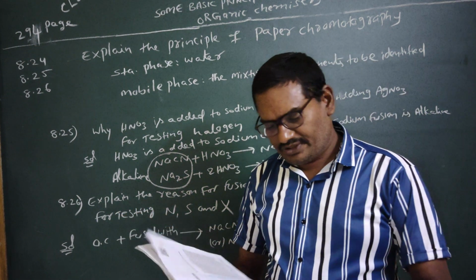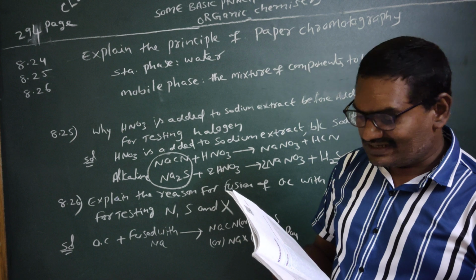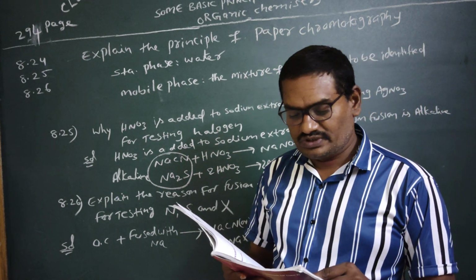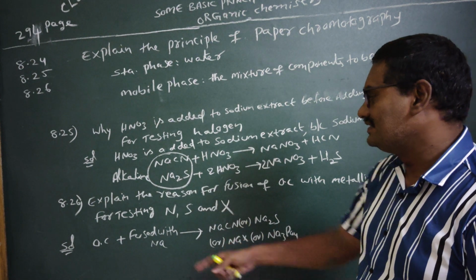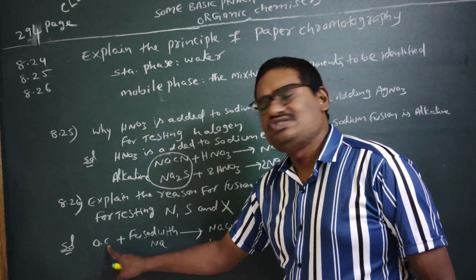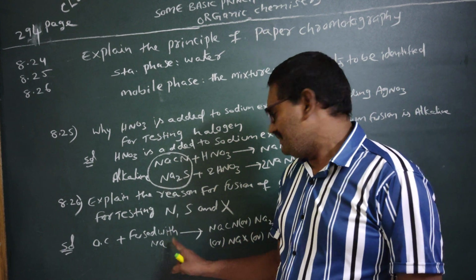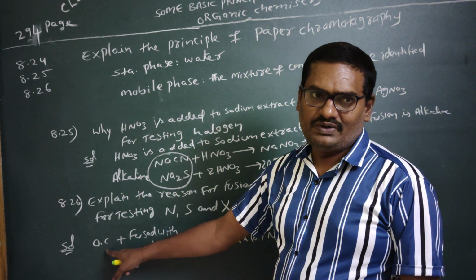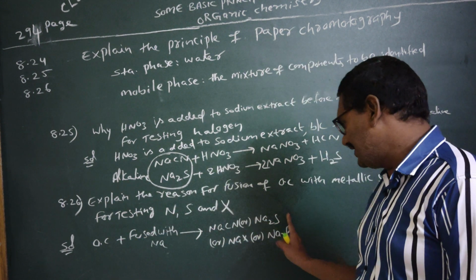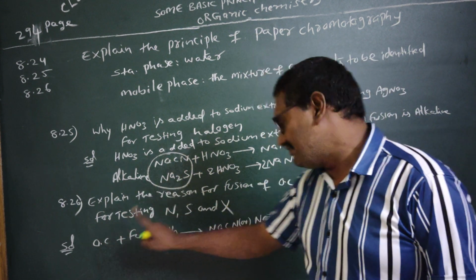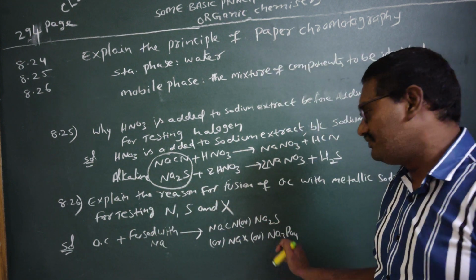Next one, 8.26. Explain the reason for the fusion of an organic compound with metallic sodium for testing nitrogen, sulfur and halogen. So the reason is, OC means organic compound, fusion with sodium converts nitrogen into sodium cyanide, sulfur into Na2S, halogen into NaX, and phosphorus into Na3PO4.